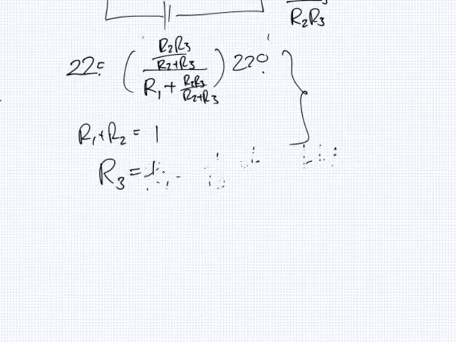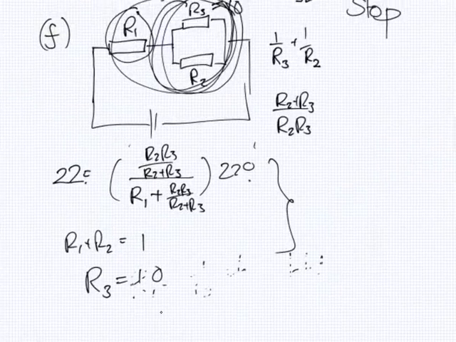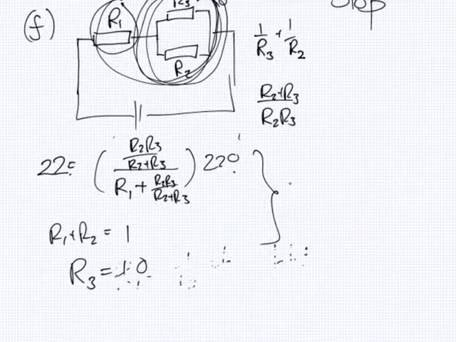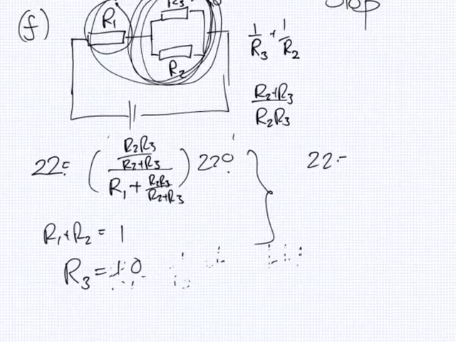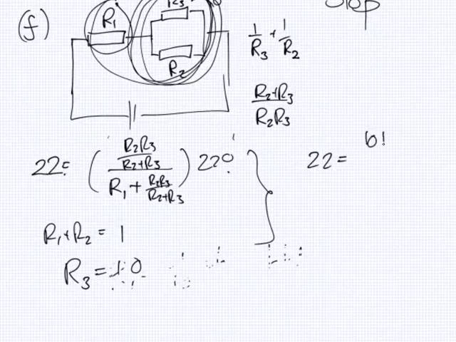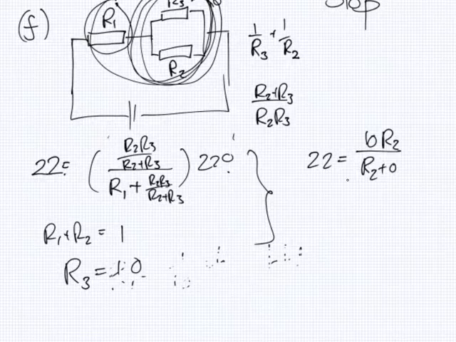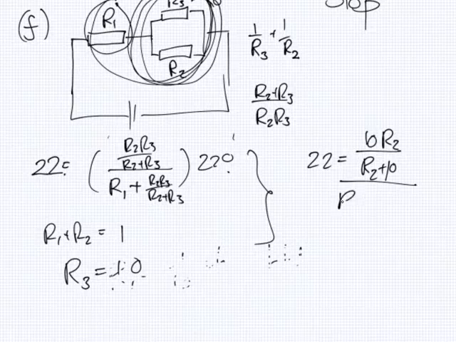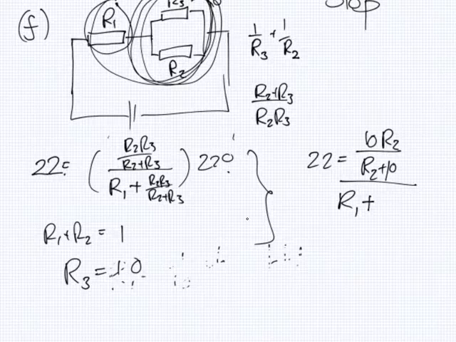R3 is equal to 10. So we have now 22 equals 10 R2 over R2 plus R3, 10 over 10, of course, not 0, all over R1. R1 we can put in. We can use this one, yeah.